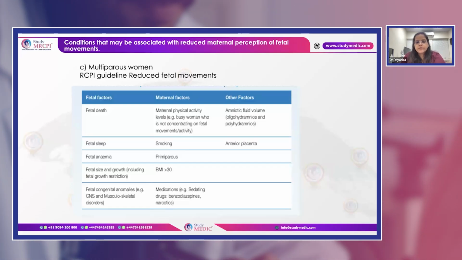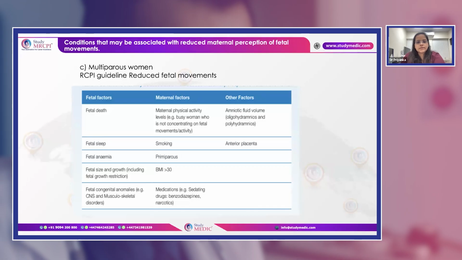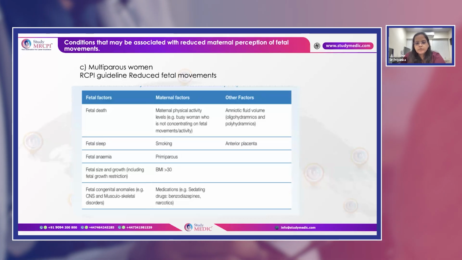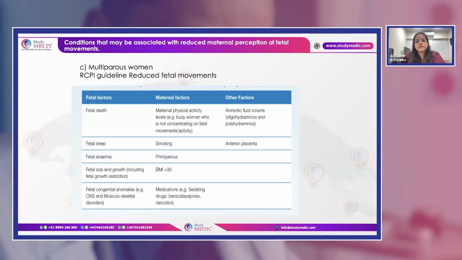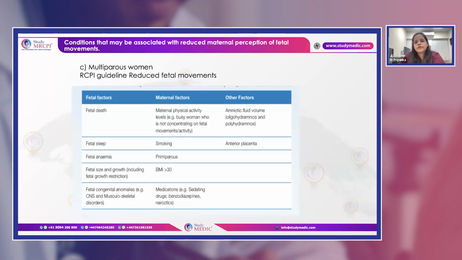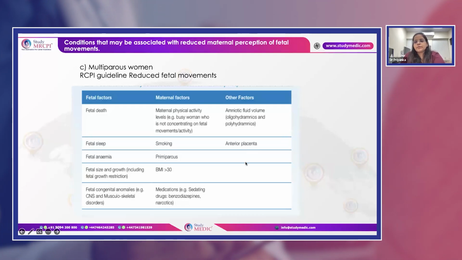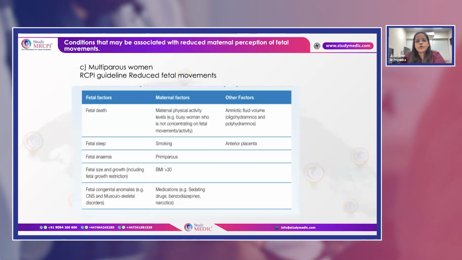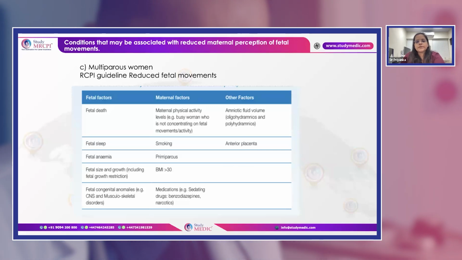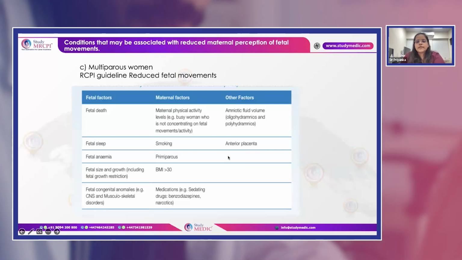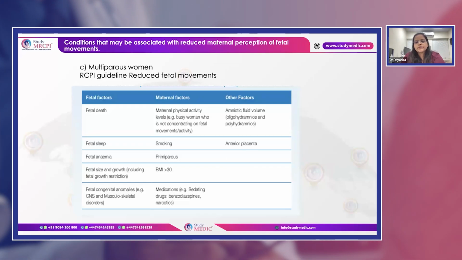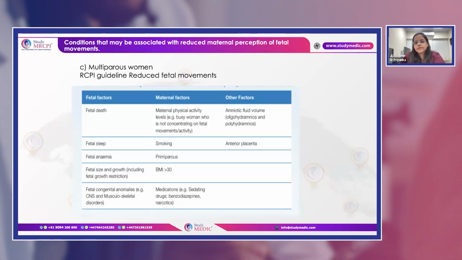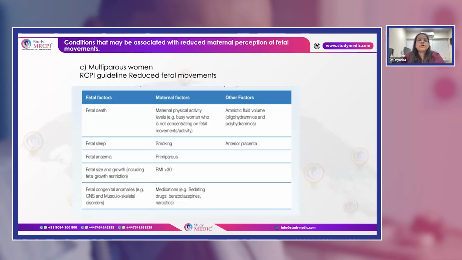Smoking also will decrease the perception. In primiparous women there is a decrease, not in multiparous. And if the BMI is more than 30, that has also been found. Some medications will also decrease it, such as sedating agents, benzodiazepines, and narcotics. And the other factors are when there is either low or increased amniotic fluid volume, so the mother won't be able to perceive the movements. And if there is an anterior placenta, which is present between the fetus and the abdominal wall, the perception will be less.